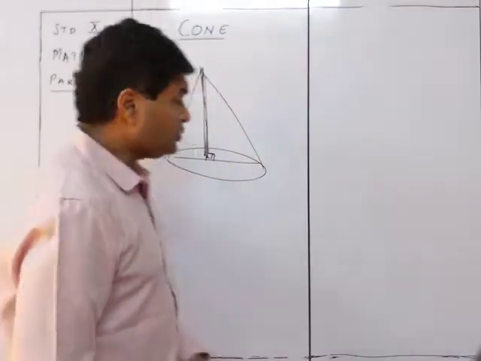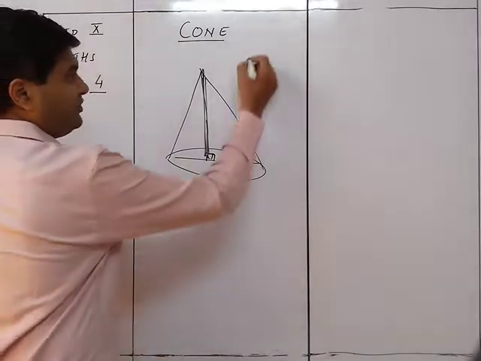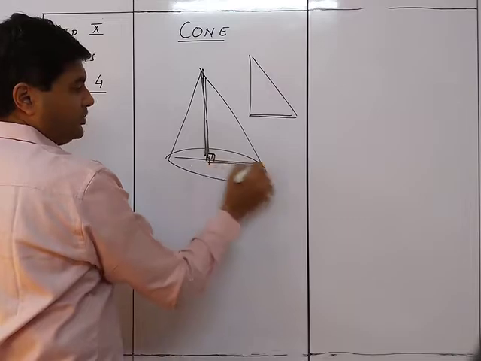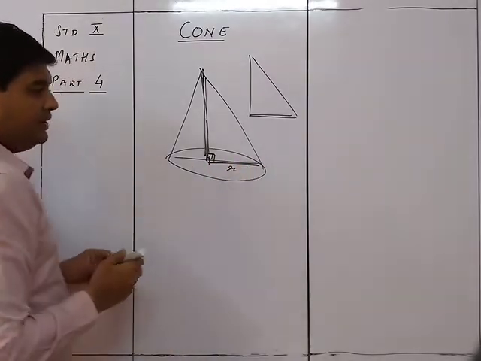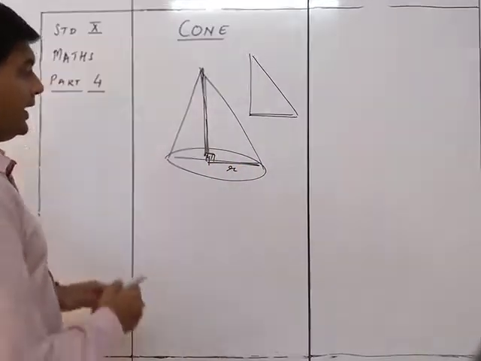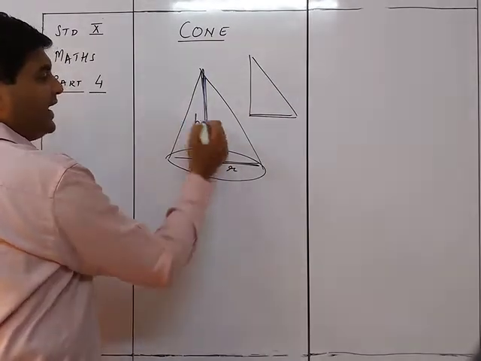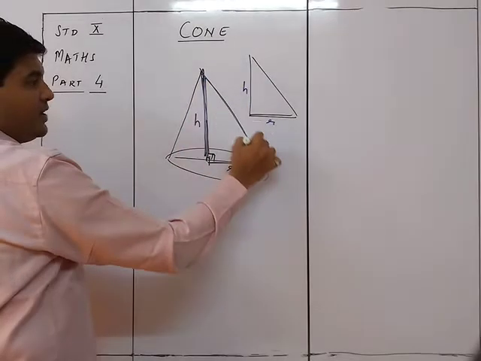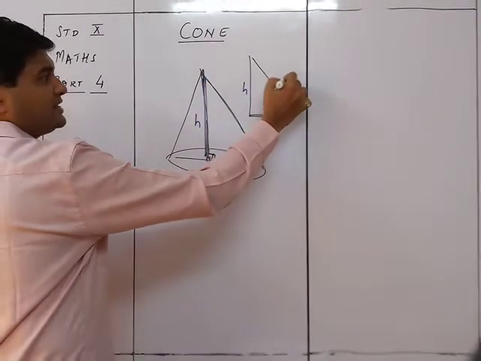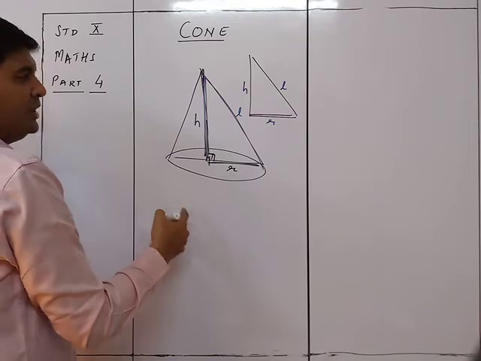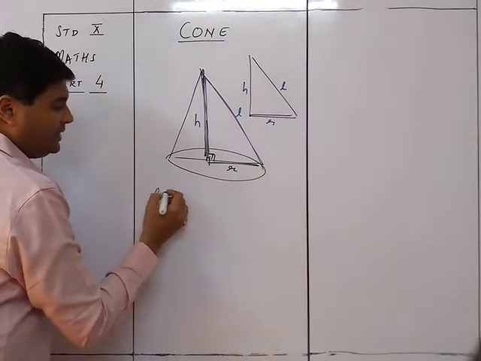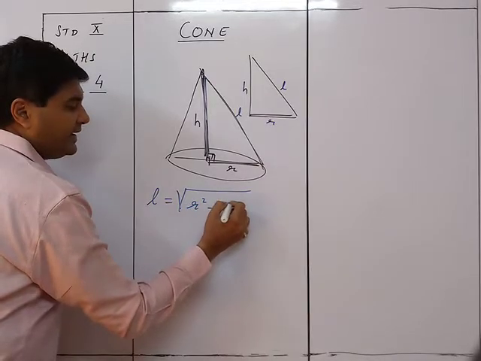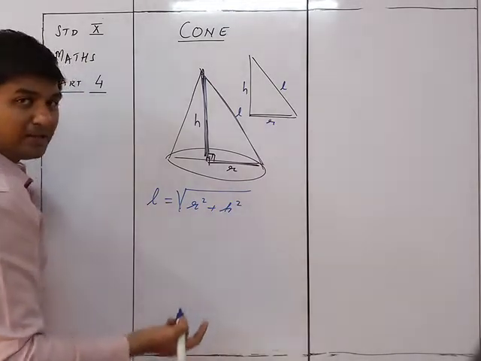Now in this right circular cone, if you see this right angle triangle, this much part over here is the radius, and this over here is the height. Accordingly, this line over here, which is the hypotenuse, is the slant height, L. Hence we say that the slant height L is equal to the square root of r square plus h square. That is nothing but the Pythagoras theorem.